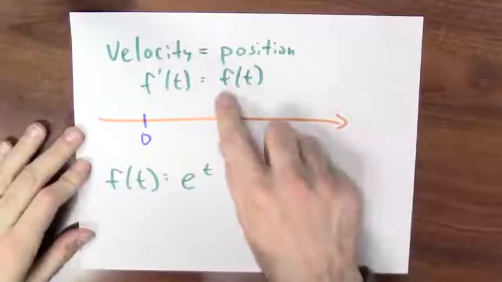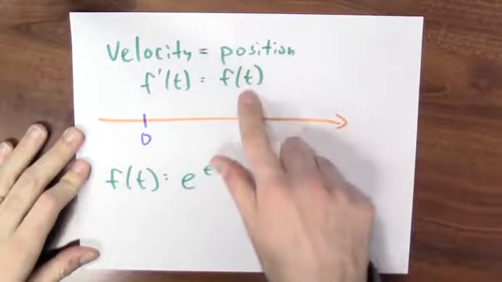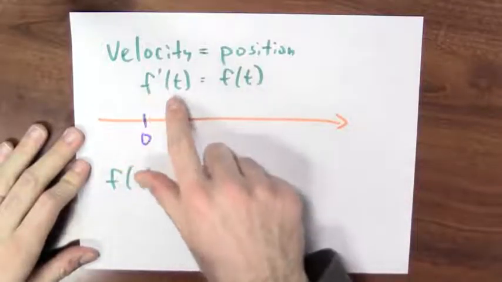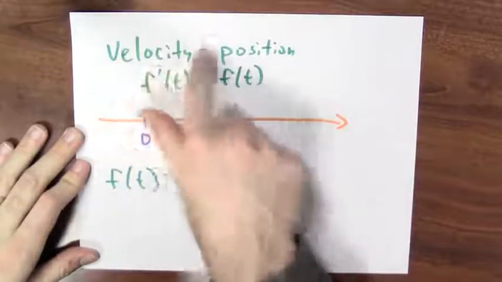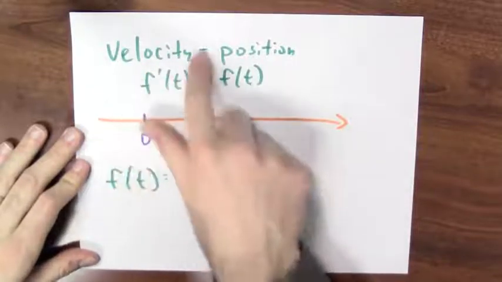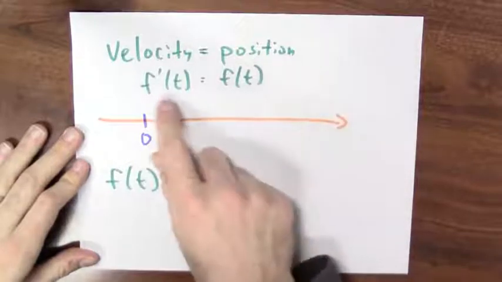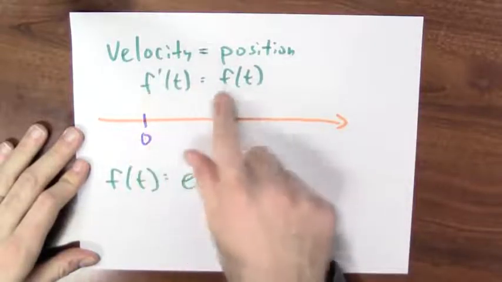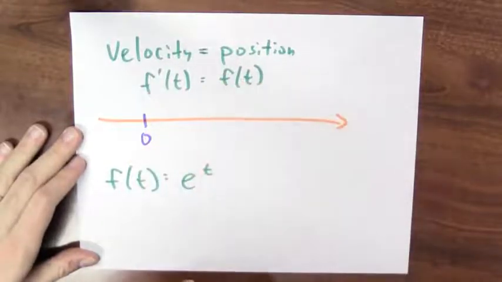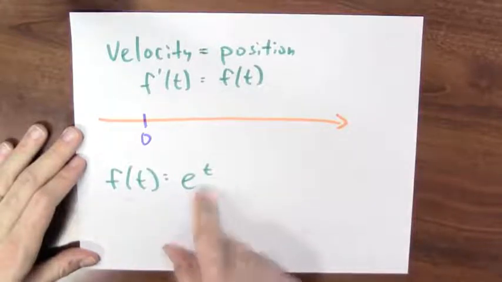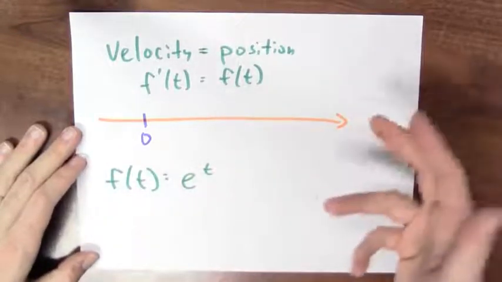We know what that situation looks like. If f of t is my position at time t, then f prime of t, the derivative of f at t, is my velocity at time t. So saying that velocity equals position is just saying I've got some function whose derivative is equal to itself. And we know an example of that. F of t equals e to the t is one example of such a function.